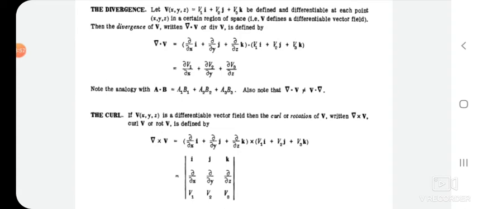As we know, if we take the cross product of any two vectors, that is a cross b, it is equal to the determinant of i j k, a1 a2 a3, b1 b2 b3. Similarly, if we are taking the cross product of del with a given function v, it is equal to the determinant of i j k, ∂/∂x ∂/∂y ∂/∂z, v1 v2 v3. Now my aim is to solve this determinant and reduce it into some vector quantity.